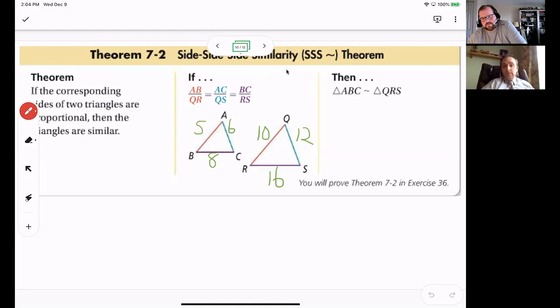And so I just made up those side lengths. So just to give you the example, AB over RQ is the same thing as AC over QS is the same thing as BC over RS. And I was lazy. I picked the same proportion as before. Works for me.